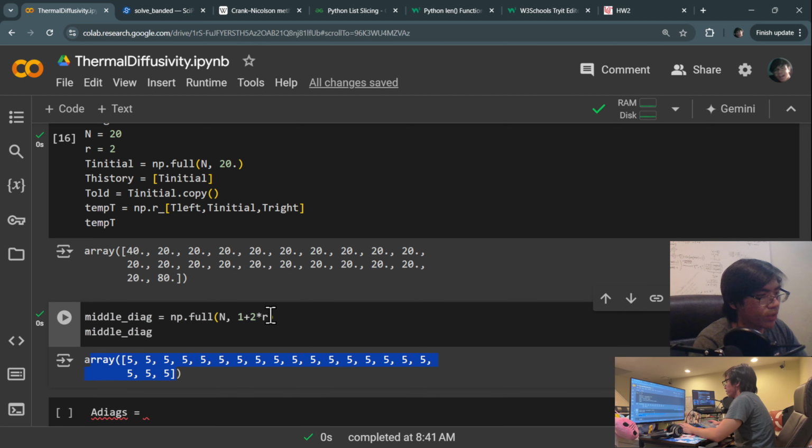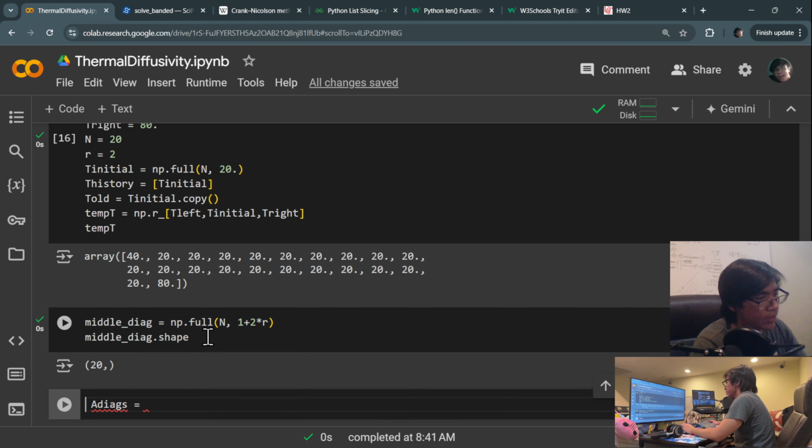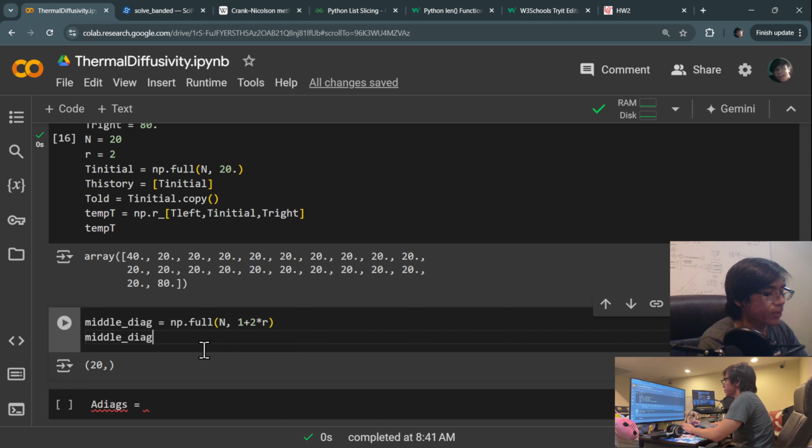Yep. So again, r was 2, so 2 times 2 is 4, 4 plus 1 is 5, and then it should be 20 cases of 5, 20 elements, I guess, or 20 instances, however you want to say it. So that's the case. Awesome.